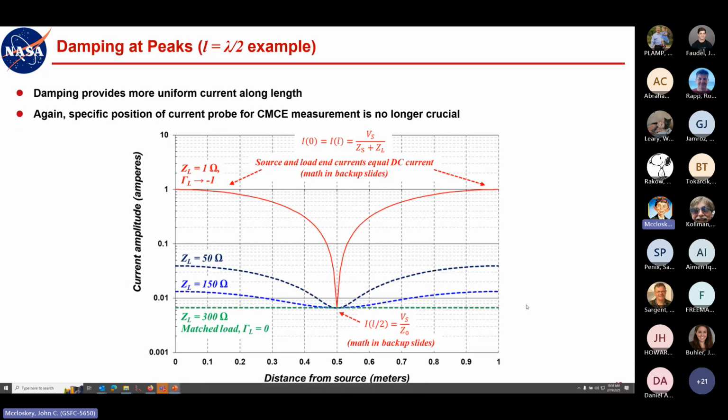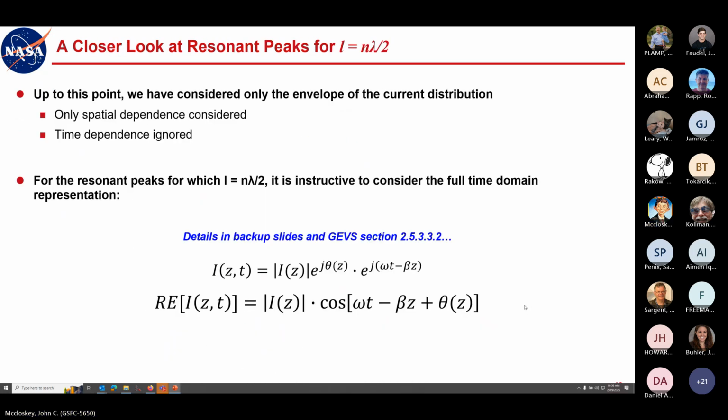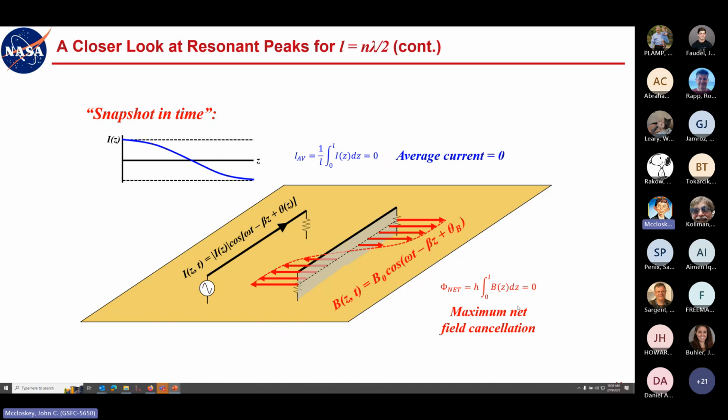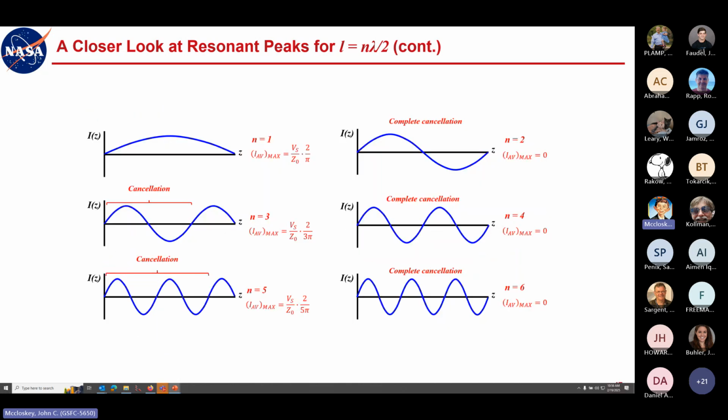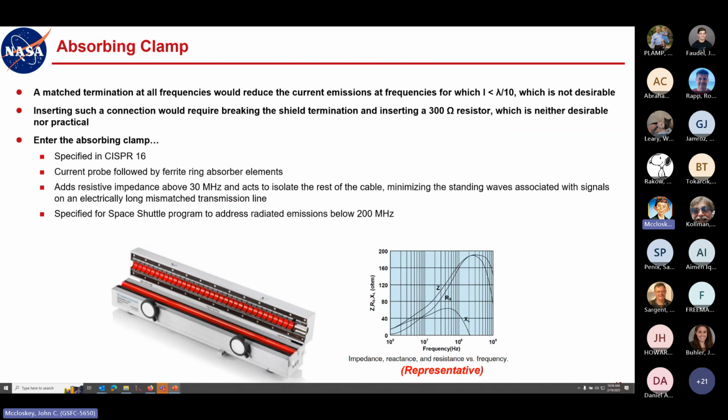So I've got a lot of math on the next several slides. In the interest of time, I'm going to go past all of this. You're welcome to look at this and email me questions.